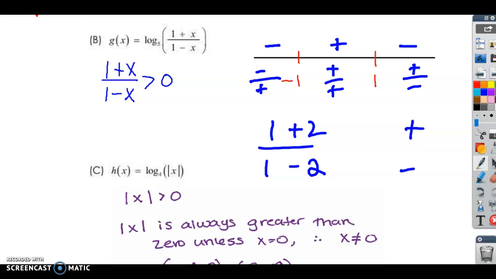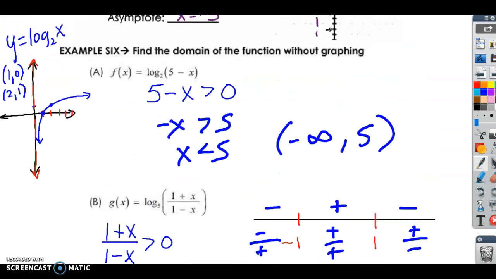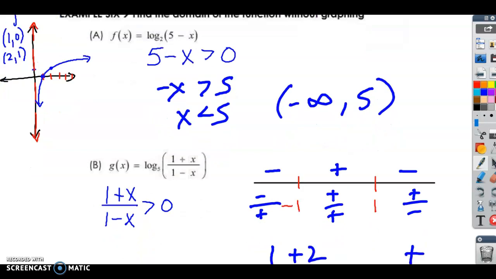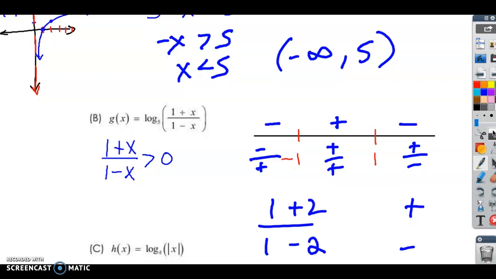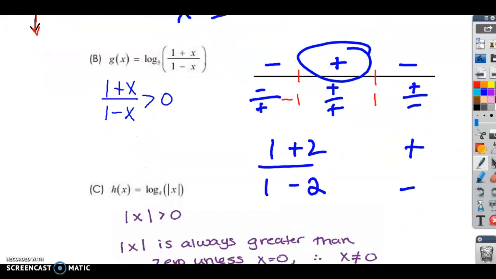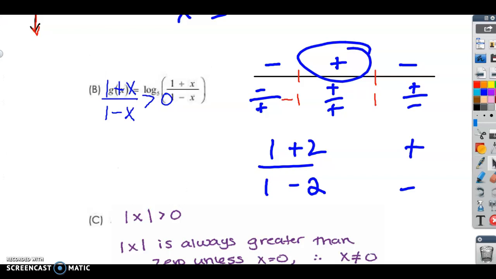And the question is asking, find the domain. So the domain's going to be anywhere between -1 and 1. So let me go ahead and graph that, or write that down, between -1.